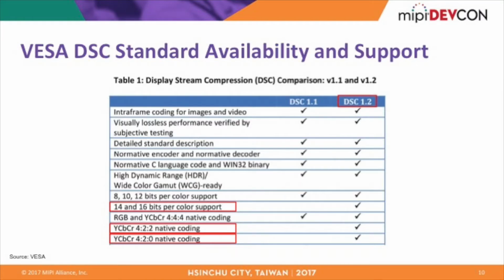More recently, we came up with version 1.2 that extends the capability by adding YCbCr support in 422 and 420, as well as deeper color up to 16 bits per component. This capability increases the number of applications and brings things, for example, like digital TV applications. And we're going to come back to this because, of course, the idea is to bring this compression technology to various transports.